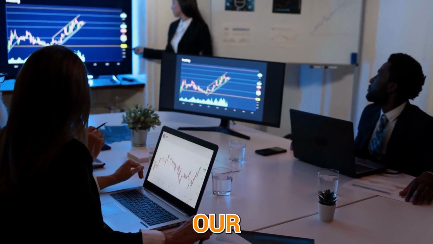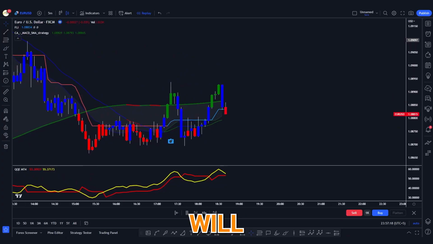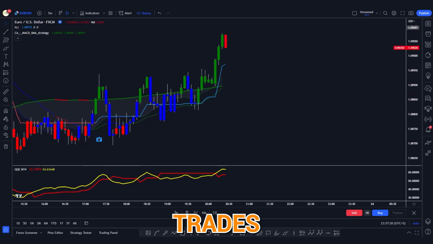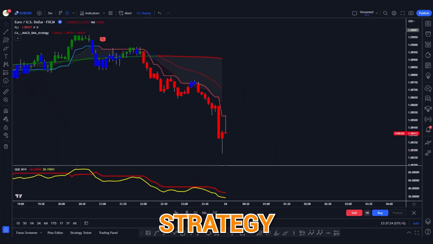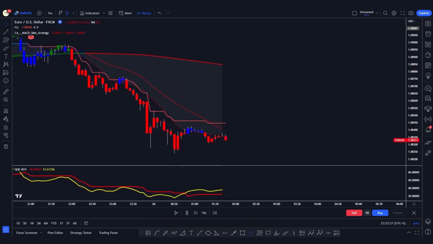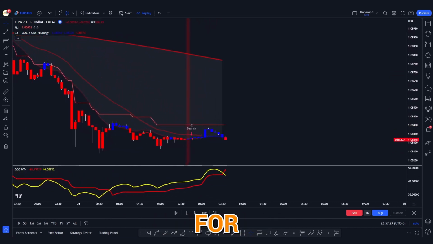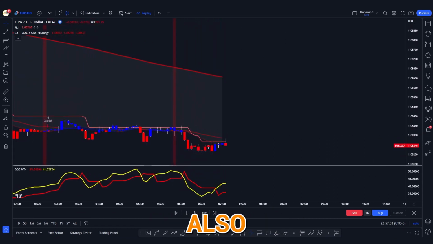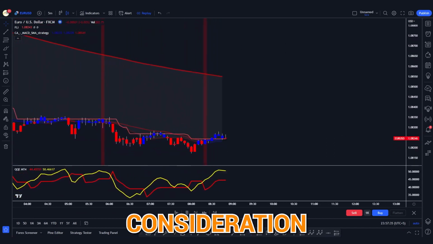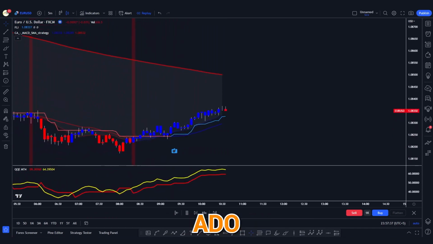Today I'm bringing you a revolutionary trading strategy that will decrease the number of your losing trades and show you how you can avoid the false signals. Because this trading strategy is so unique that it contains every important element. For example, the trend confirmation, the overbought and oversold conditions, and also the market momentum into its consideration. So without any further ado, let's get started.